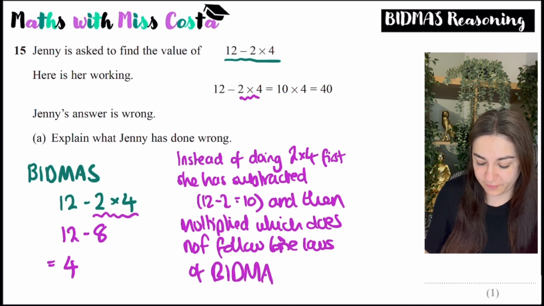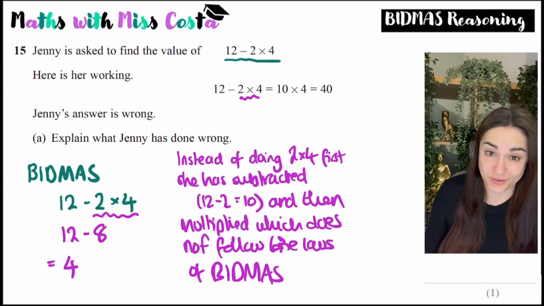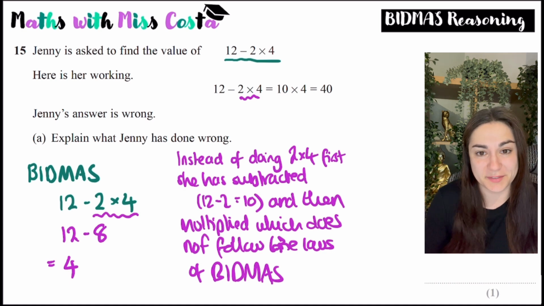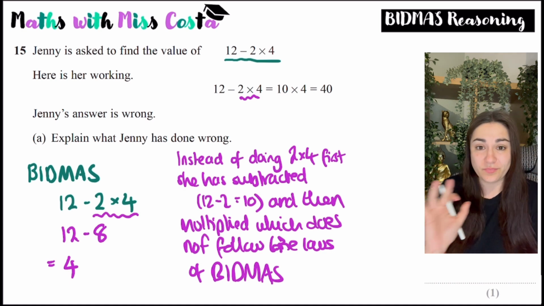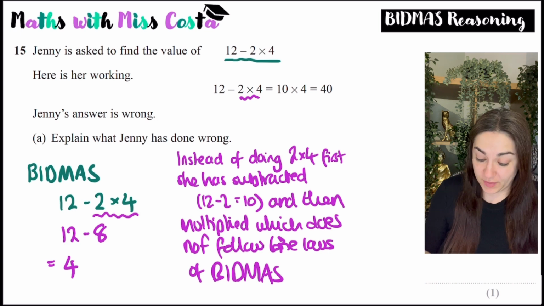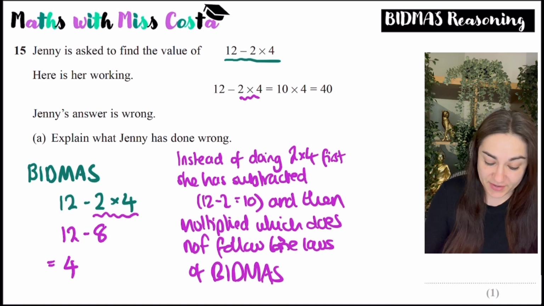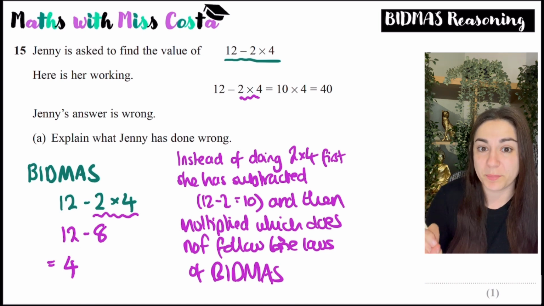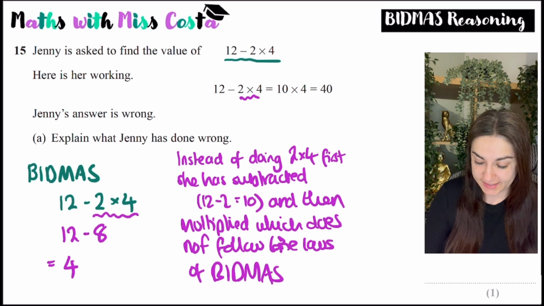And everything that we do in maths, every calculation, even algebra, must follow the laws of BIDMAS. So whenever you see a calculation, if anything is in brackets, that's the first thing you do. If there's indices, that's the thing you do next. Division and multiplication always come before subtraction and addition.